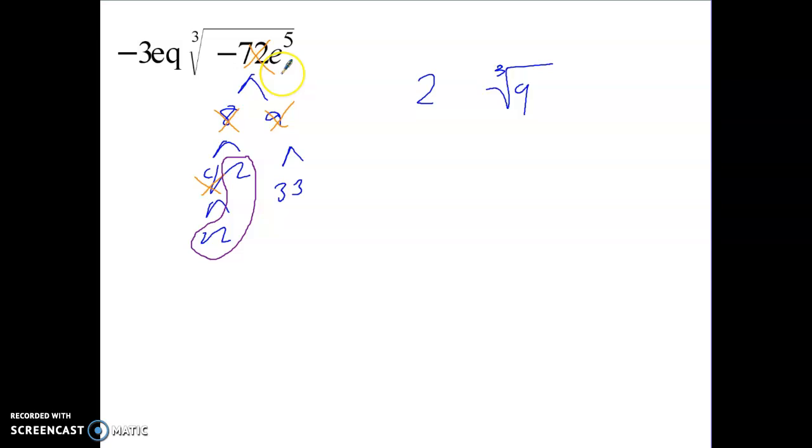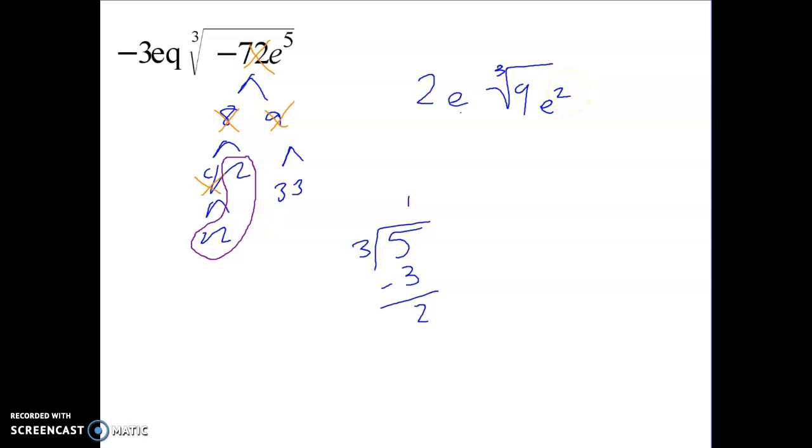All right, let's do our variable. When this is a cube root, what number do I divide the exponent by? Right, I'm going to divide by 3. So 3 goes into 5 one time with 2 left over. So that means I have 1 e that's going to come outside, and I have 2 e's that are left inside. Okay, there's a couple things we still need to take care of.